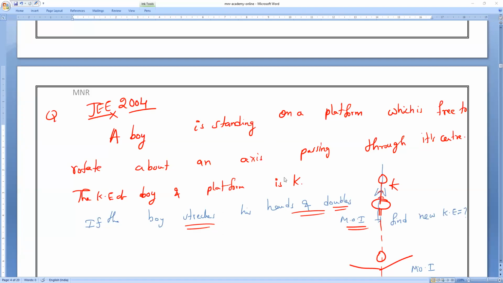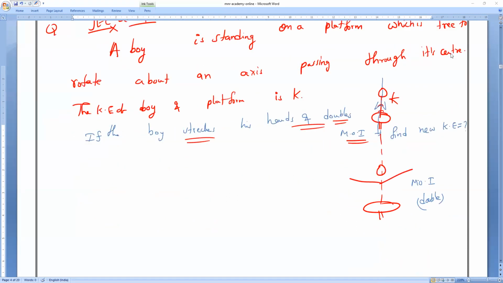What they're saying here is that he's standing on a platform which is free to rotate about an axis passing through its center. Then the kinetic energy is K. Now the boy stretches his hands so that the moment of inertia becomes double. Then what is the new kinetic energy?